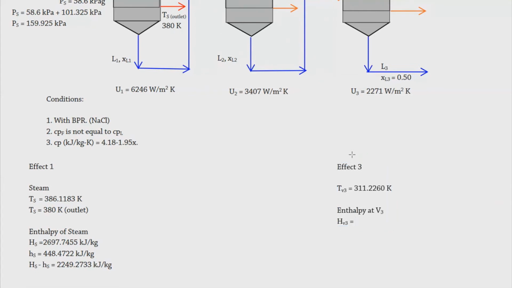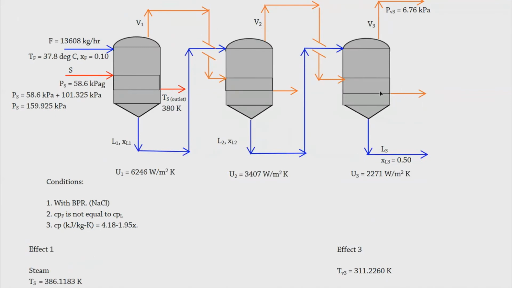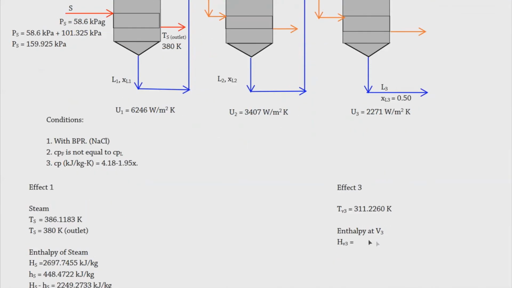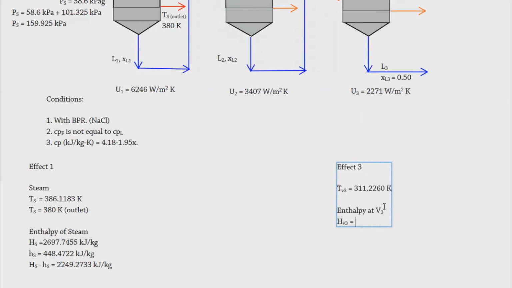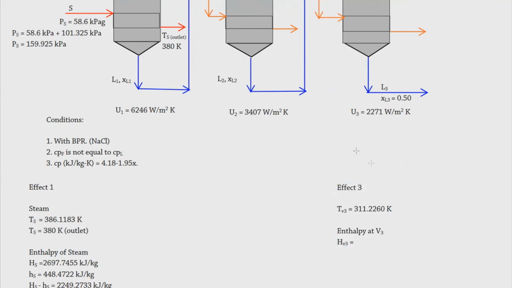Pero alam naman natin na this has a boiling point elevation or boiling point rise. So, before we could able to find HV of 3 muna na final, we could just find the boiling point rise nito. Kasi, given na meron tayong TV3 which is 311.2260 Kelvin, we can convert this in terms of Fahrenheit and we'll be able to obtain 100.5467. So, that's in degrees Fahrenheit. So, gagamitin muna natin to before we are able to find the final enthalpy at the vapor at effect 3.